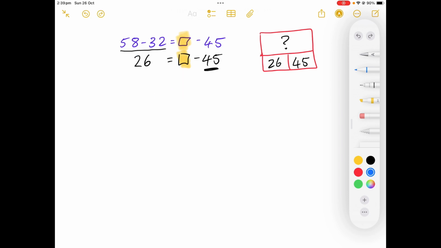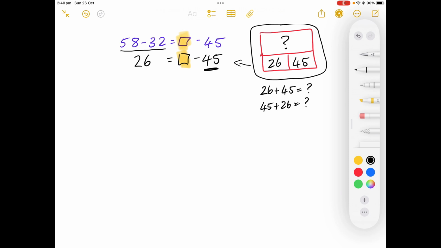So let's have another go at rewriting all of the facts that go in our part whole and see if any of them look like this, just to check that our part whole is accurate. We would write 26 plus 45 is I don't know, or we would say 45 plus 26 equals I don't know, to do our additions, wouldn't we? Neither of those look like our equation here because none of them are a takeaway. So let's write the takeaways and see what happens. We'll go I don't know take away 45 equals 26, or, I don't know, take away 26 equals 45.